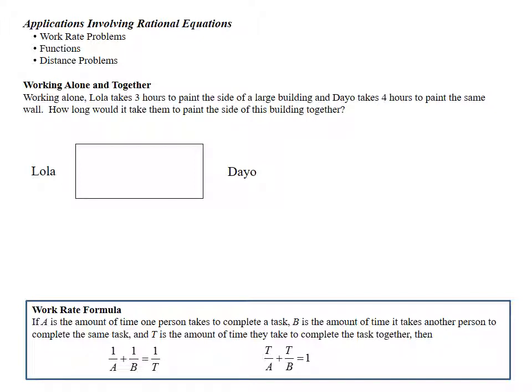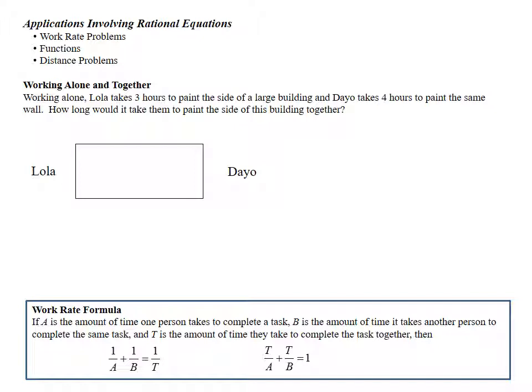A work rate problem is a situation where you know individual times for how long it would take someone to get a job done versus how long it would take them to get it done together. So here's a simple example. Working alone, Lola takes 3 hours to paint the side of a large building, and Deo takes 4 hours to paint the same side of the building. How long would it take them to paint the side of this building together?